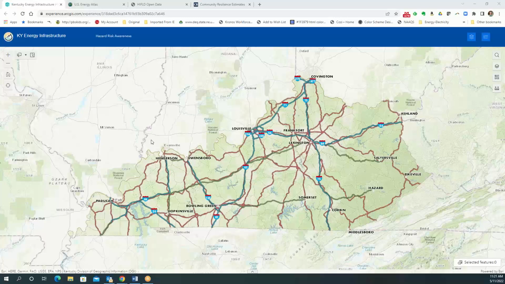And this is a preview of a mapping experience using GIS to look at hazard risk as it pertains to Kentucky's energy infrastructure. The Kentucky Office of Energy Policy is the state's energy office responsible for overseeing Kentucky's Energy Assurance Plan. A component of that plan is understanding hazard risk and all hazard risk as it applies to Kentucky's energy infrastructure.